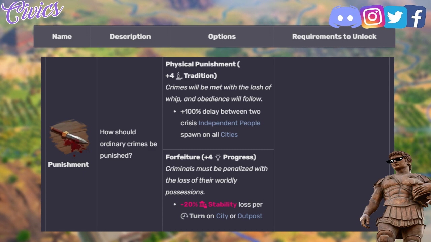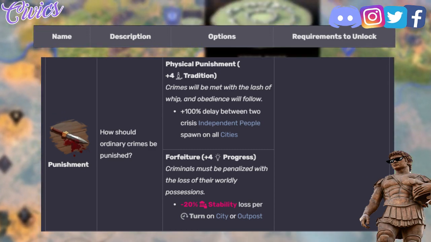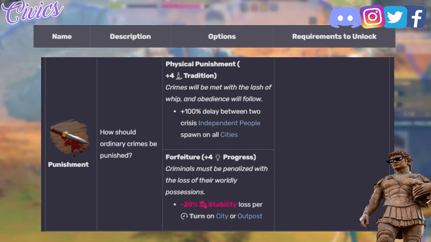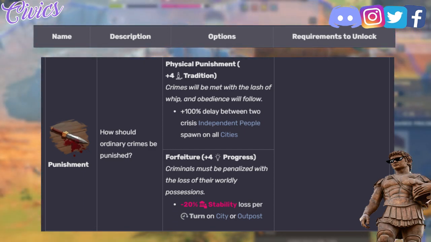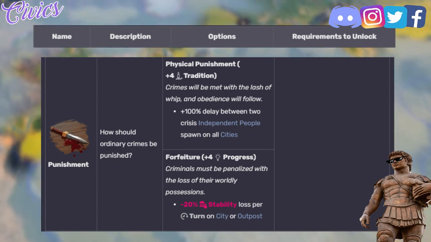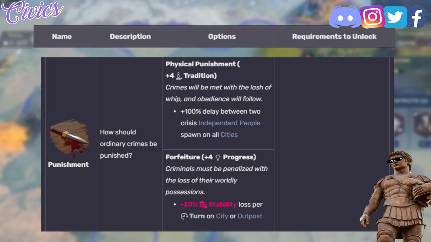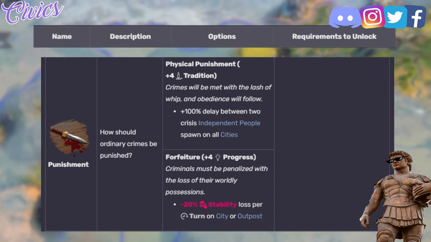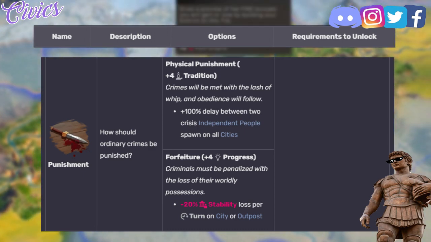Punishment. How should ordinary crimes be punished? Option A, physical punishment, +4 tradition. Crimes will be met with a lash of whip, and obedience will follow. Receive +100% delay between 2 crisis independent people spawn on all cities. Option B, forfeiture, +4 progress. Criminals must be penalized with a loss of their worldly possessions. Receive -20% stability loss per turn on city or outpost.